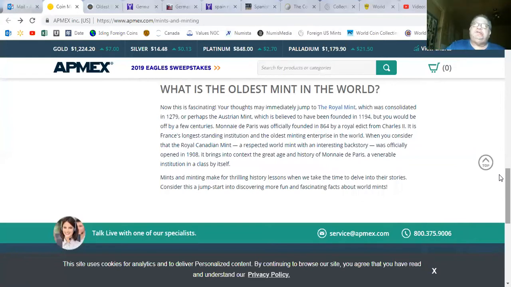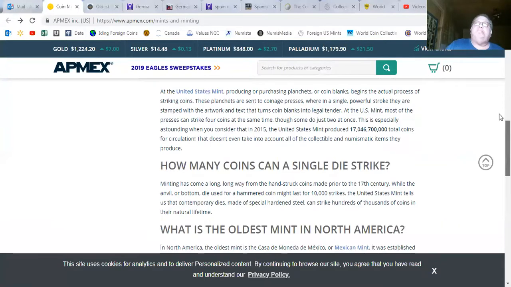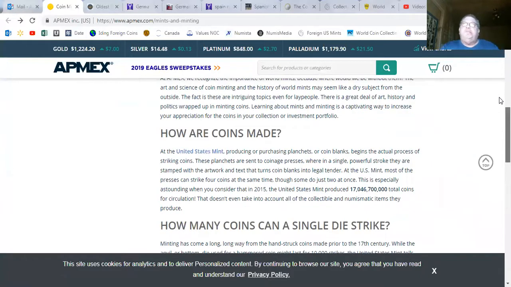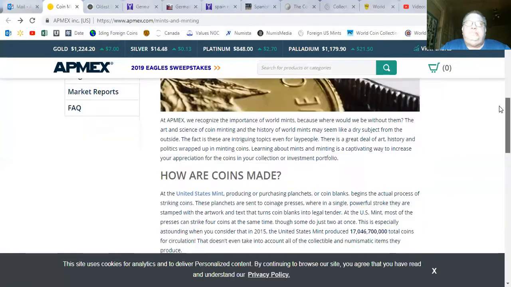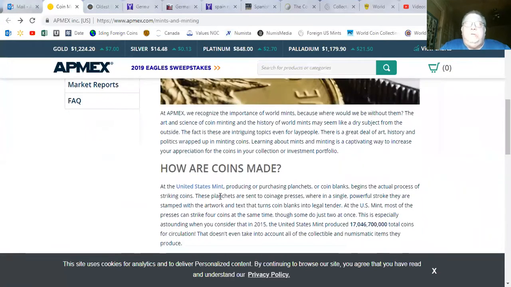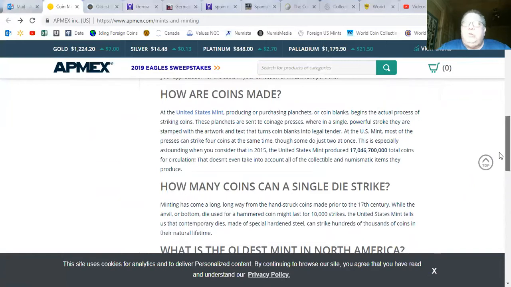This is complex, you know. There's a lot, and then, you know, before there was mints, there was always coins that were hand stamped, hit with a hammer and stuff. The very first coin in the world was a Lydian coin.